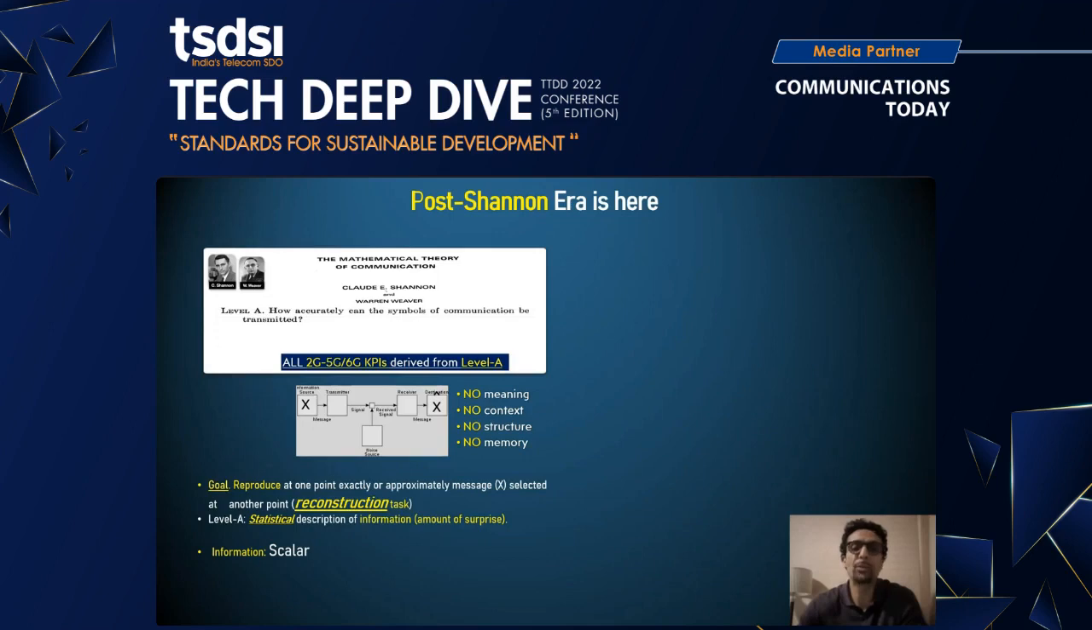Essentially here he laid out three levels of communication: level A, level B, level C. Level A is simply about taking a message, encoding it, and then communicating it to a receiver, and then the receiver tries to really reproduce X. Okay, here essentially no meaning, no context, no structure, everything is removed. And essentially this is why this communication is akin to just a reconstruction task. In terms of information, this is just a scalar. This is one of the issues of level A.